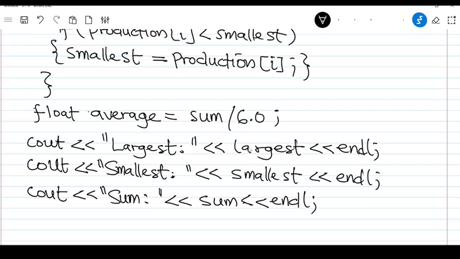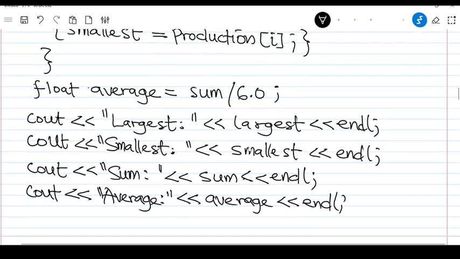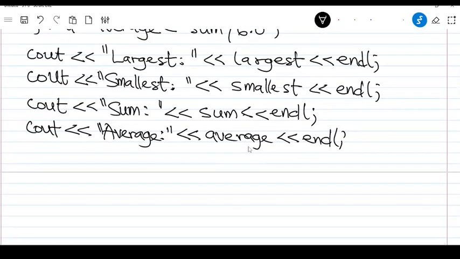Then after that we're also going to display the average. So cout average. Okay, average is going to be the average variable. So we say average, right? And then we also do an endl. Okay, then after that, we have to return 0. So we say return 0, which is the end of the main function. We say return 0, and then we end our program here.